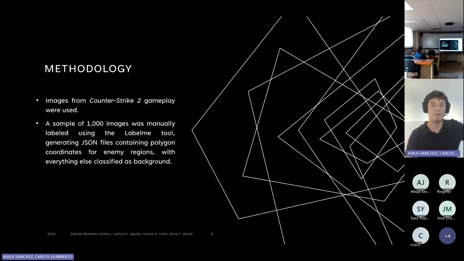We use a sample of 1,000 images that we labeled manually using an open source tool named LabelMe, which is coded in Python and generates JSON files that contain the polygon coordinates of the enemy regions, with everything else classified as background. So we just used the enemies, and the rest was just background.